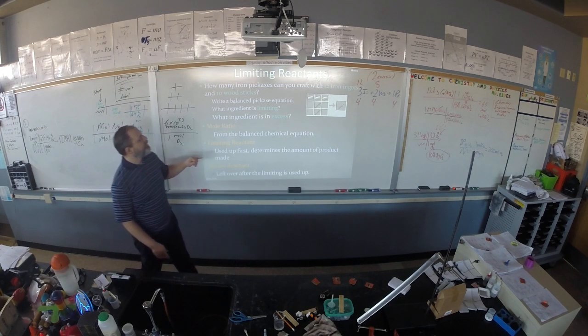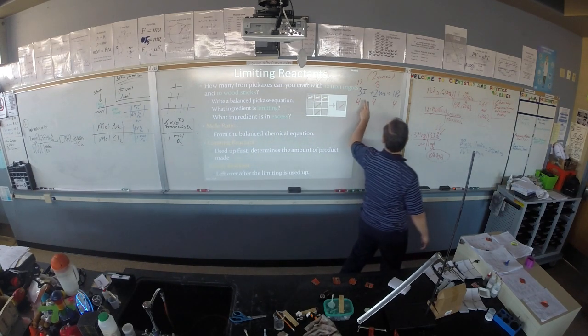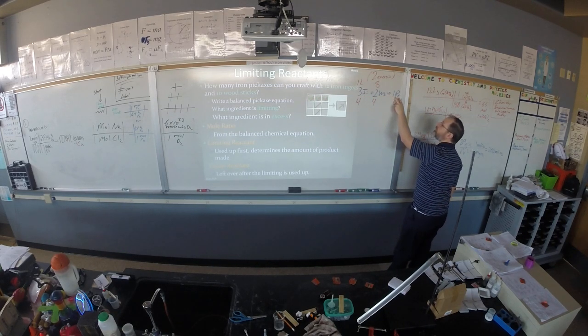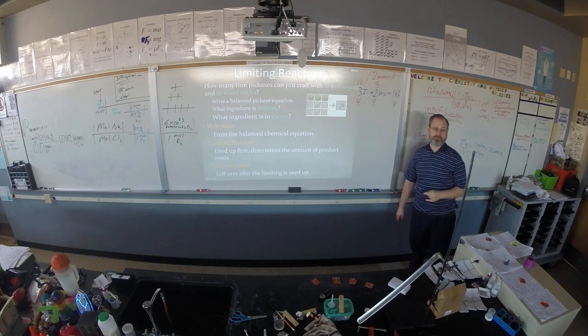The mole ratio comes from the balanced chemical equation. In this case, 3 iron ingots to 2 wood sticks to 1 pickaxe. That's our mole ratio. At least it's not a sword.